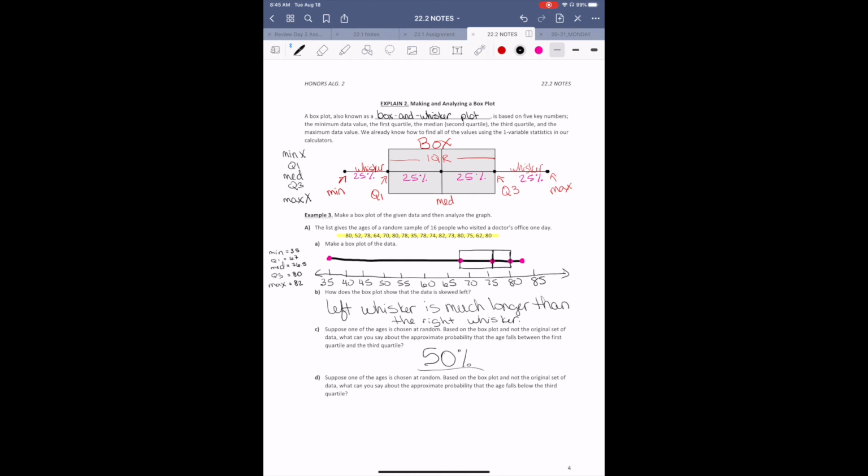And part D, suppose one of the ages is chosen at random based on the box plot and not the original set of data. What can you say about the approximate probability that the age falls below the third quartile? So now we're looking at this data here. How much data falls below the third quartile? Well, if you look up at our diagram, below the third quartile, how much data is here? 75%.